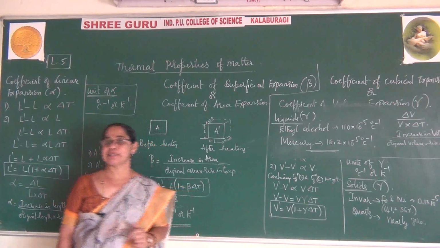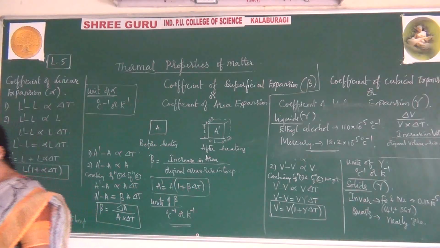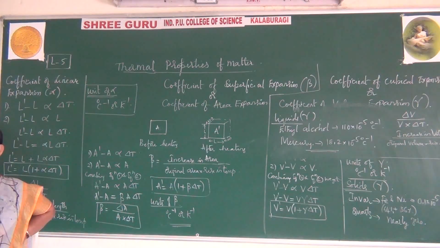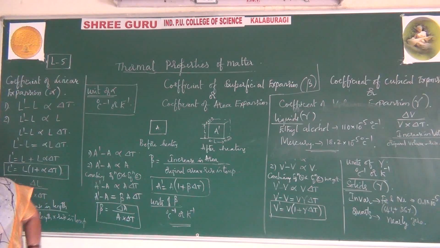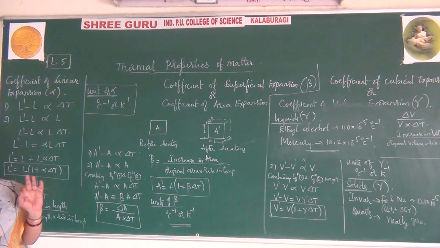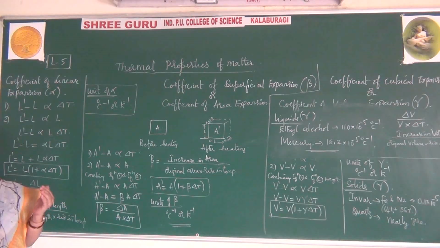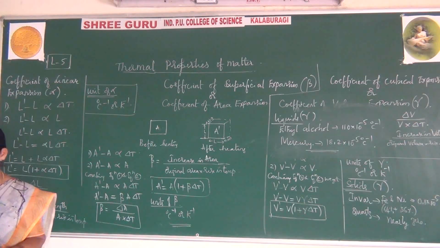Now let me go for the next part. Here I want to say one more point. Coefficient of volume expansion: how does this variation of gamma, the cubical expansion, vary with temperature? I'll tell you with a graph. It's a very simple graph, how it varies and how, as the temperature changes, the value of gamma changes with respect to change in temperature.